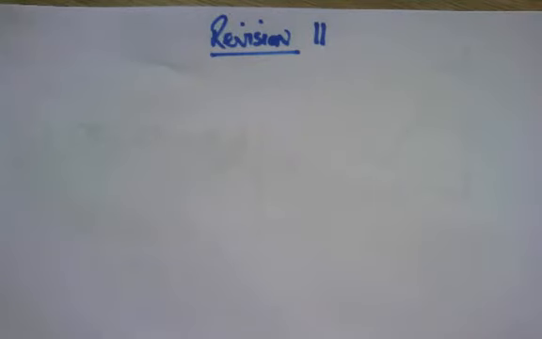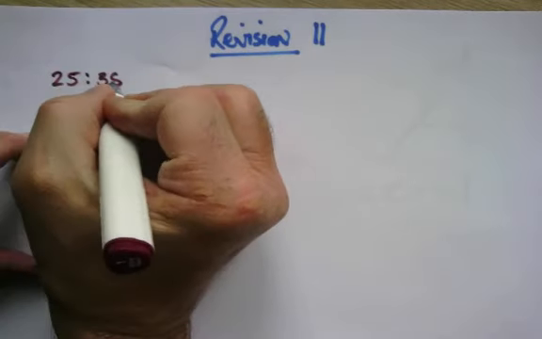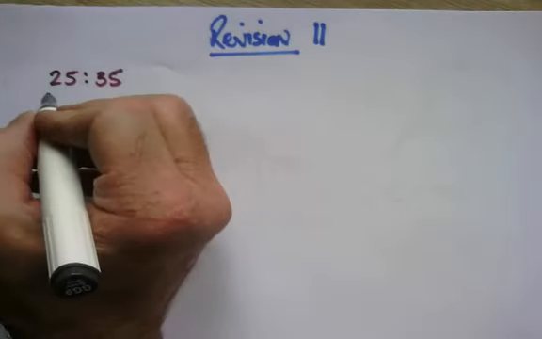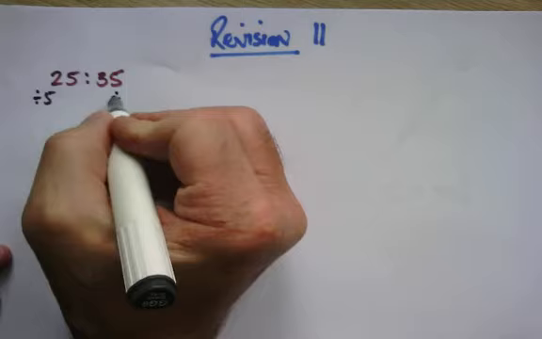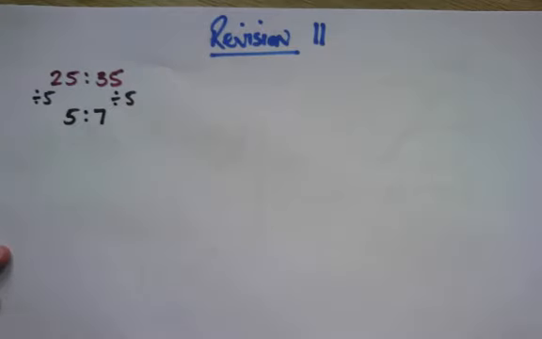Okay, we're going to look now at ratio and proportion, and we're going to do it all in one go, so it could take about 10 minutes, but let's see how this works. Ratio. The first one is simplify this. Now what you should notice is that you get 5 goes in both of those. So you can divide both sides by 5. So you get 5 to 7, and that's the simplified version of it.